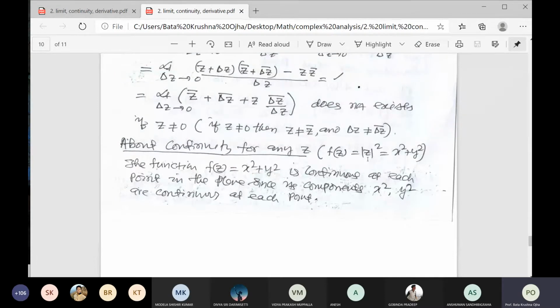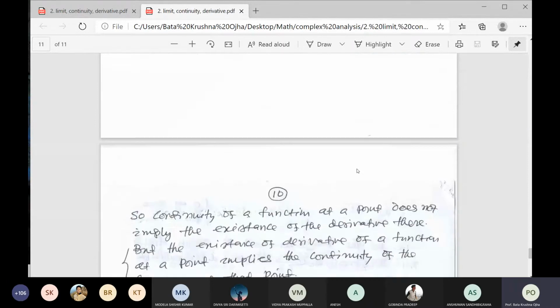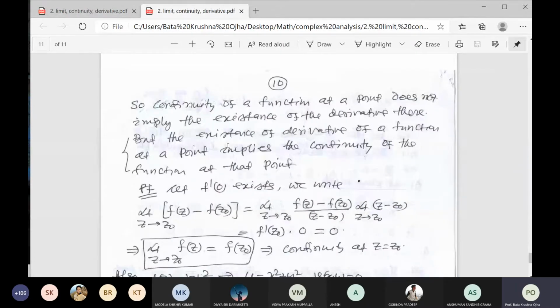So we conclude that continuity does not imply differentiability, but differentiability implies continuity. Already you know this in real calculus. Previously I took mod x, here we take mod z square. So this is what I have concluded here: differentiability implies continuity, but continuity does not imply differentiability.